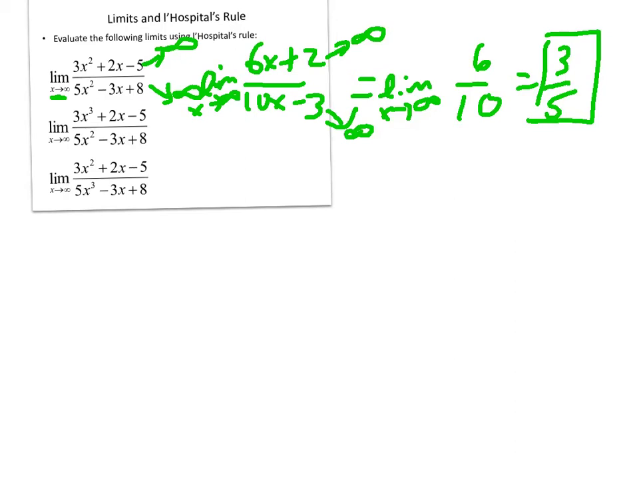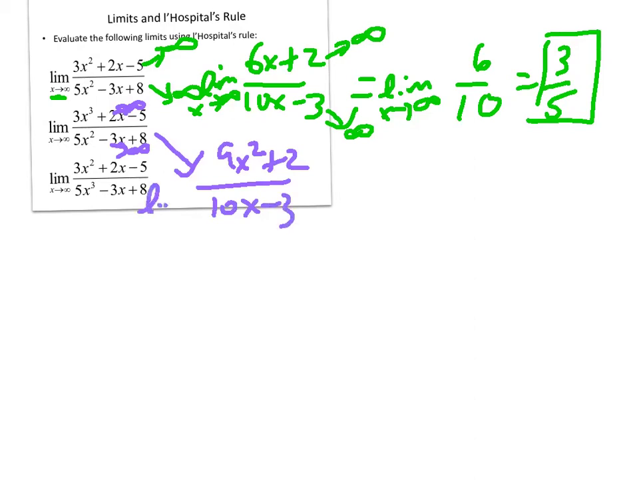Similar example here, but now we're going to find the limit as x goes to infinity of a different equation. So once again, you have to check: the top goes to infinity, the bottom also goes to infinity. So you take the derivative of each one separately. The top one becomes 9x squared plus 2, divided by 10x minus 3. And again, you find the limit as x goes to infinity of that.